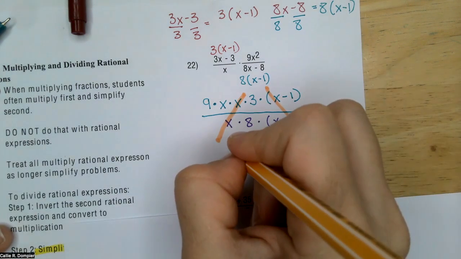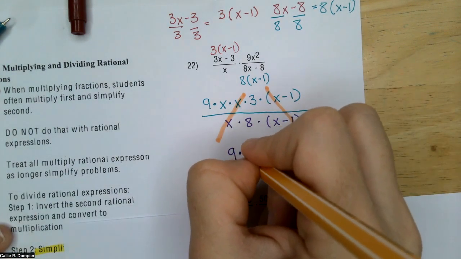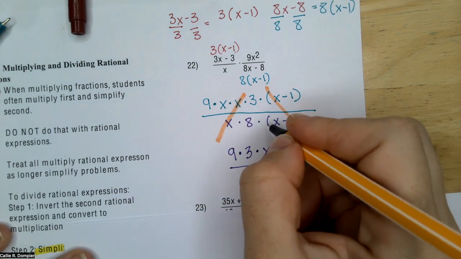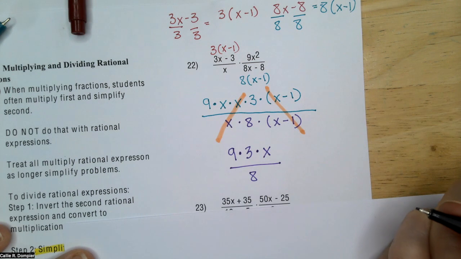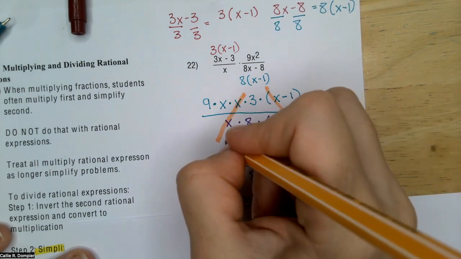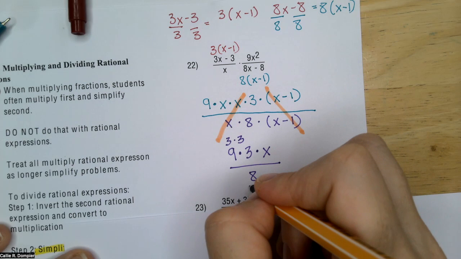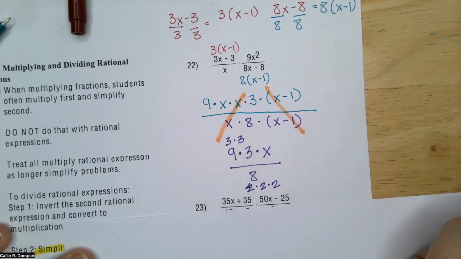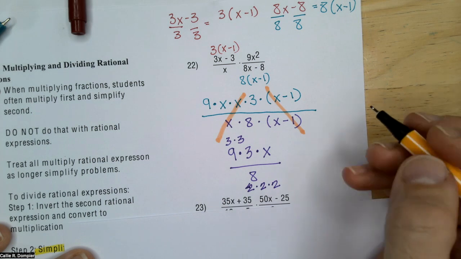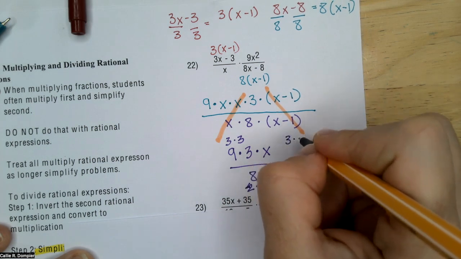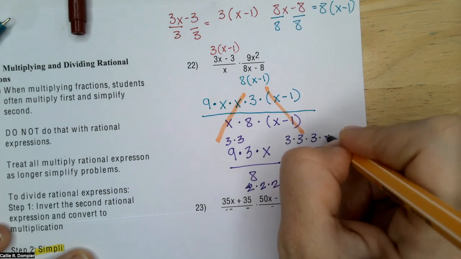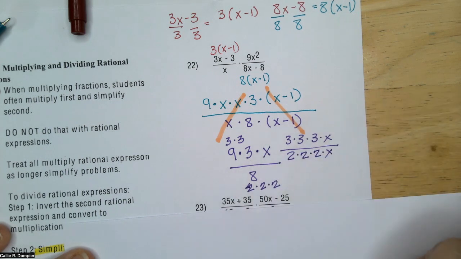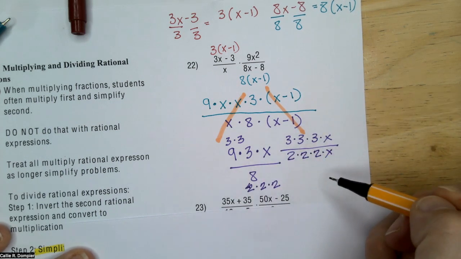Now we have 9 times 3 times x over 8. 9 is also 3 times 3, right? And 8 is also 2 times 2 times 2. But none of that factors, right? So we could also call it 3 times 3 times 3 times x over 2 times 2 times 2 times x, just to make sure we don't have any common factors, because those are the prime factorizations.